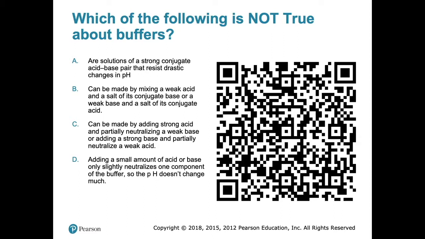Okay, so the vast majority of you got this one correct. Very good job. The answer is, in fact, A. It should be a weak conjugate acid-base pair, not a strong one. Okay, so good job there.